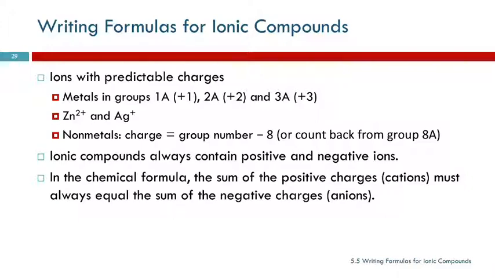So in an ionic compound, we always have positive ions and negative ions, because you need opposites to attract. And the sum of those charges has to add up to 0, because the compound itself cannot have an electrical charge. It has to be electrically neutral.